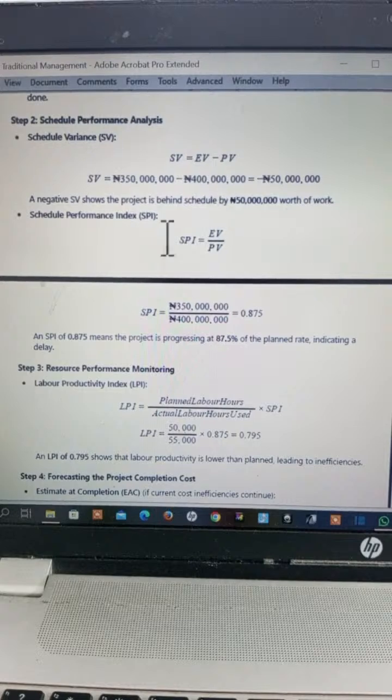So now let's look at what is called the Schedule Performance Index, the SPI. The same way we did for the cost variance to have the cost performance index, we'll do the same with the schedule variance to be able to have our schedule performance. You divide your earned value and the planned value so that you can establish that for your schedule. So your SPI equals 350 million divided by 450, and the answer here is 0.875.